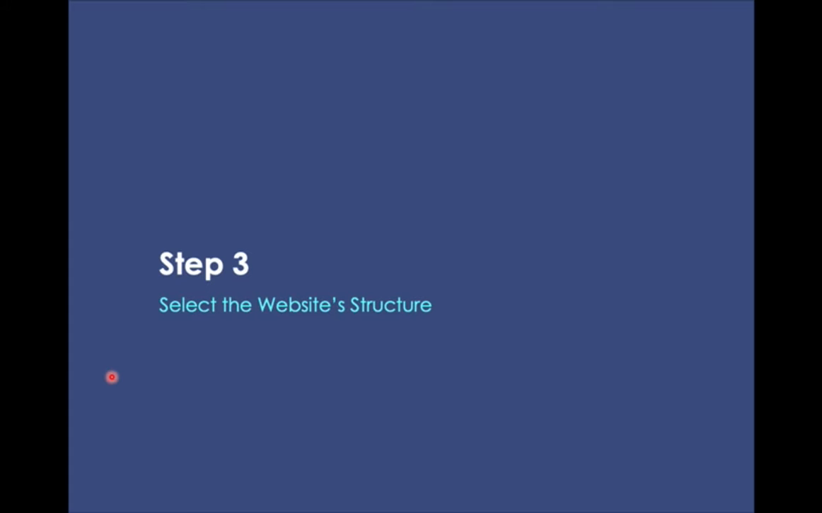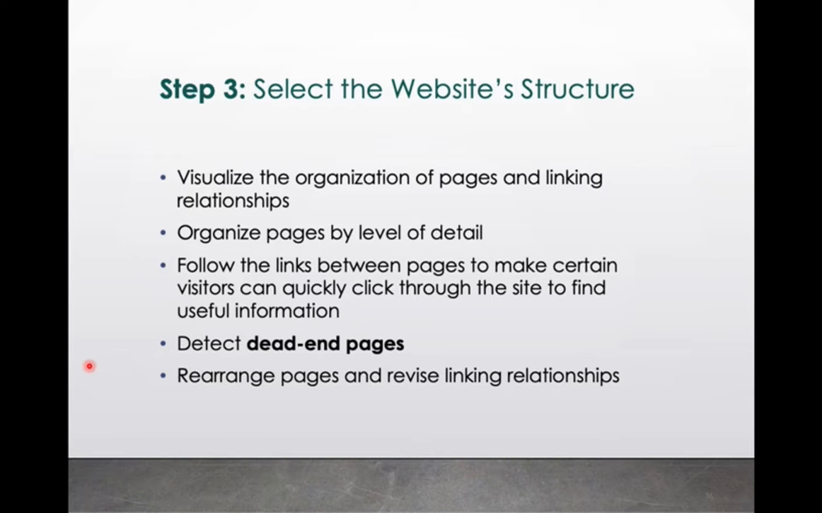All right, and so the last step for today, remember there's 6 steps in the design process, but this is the last one we're going to talk about, is the website's structure. So we need to visualize the organization of the pages. We've decided on all the pages that we need. We haven't got their specific content, but we've determined their general content. And we want to organize them by level of detail.